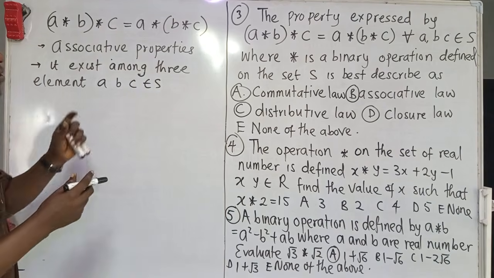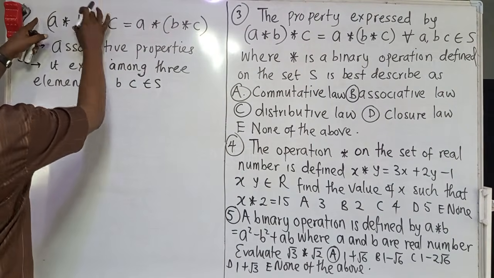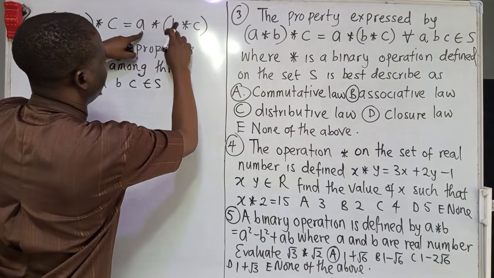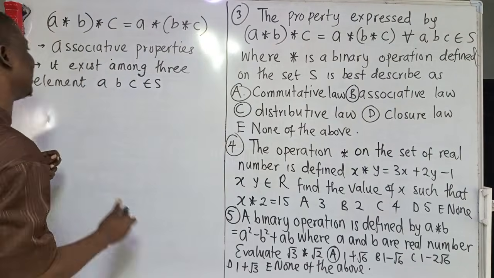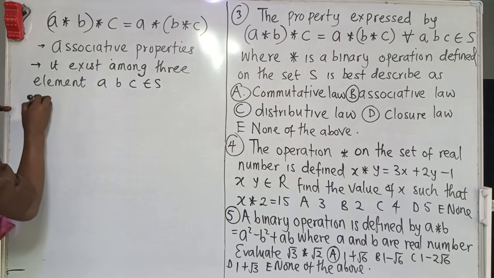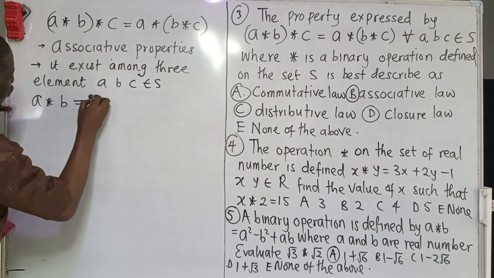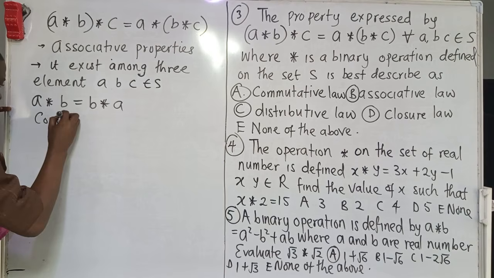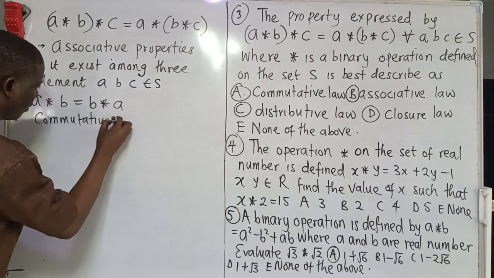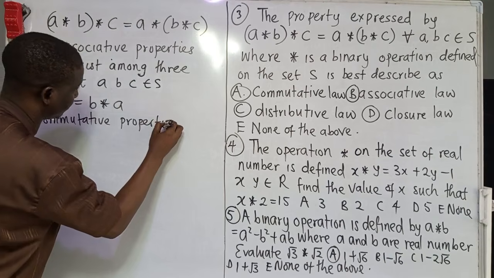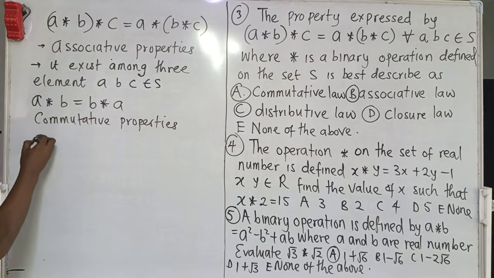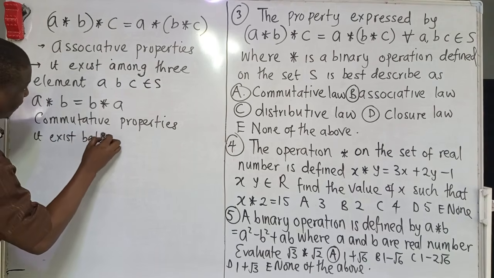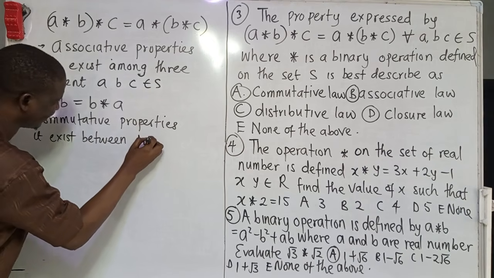So whenever you are talking about three elements and one operation, A operation B operation C is equal to A operation (B operation C). It means an associative property. Then if you use commutative, A operation B should be equal to B operation A. This one is what we call the commutative property or commutative law, which exists between two elements.